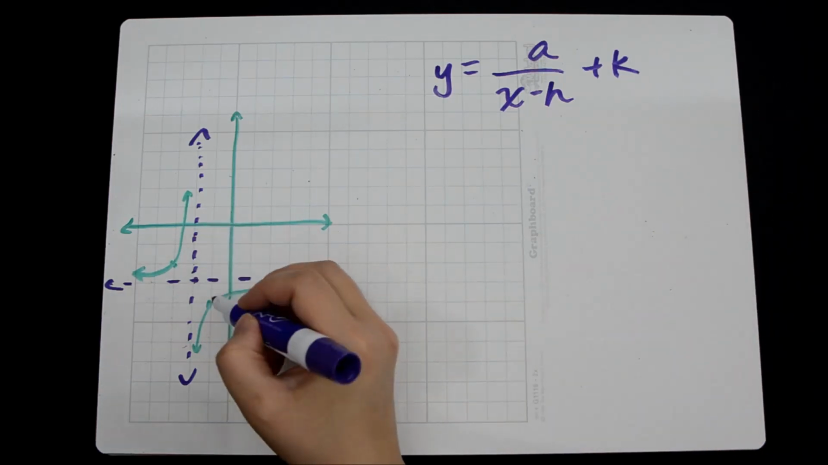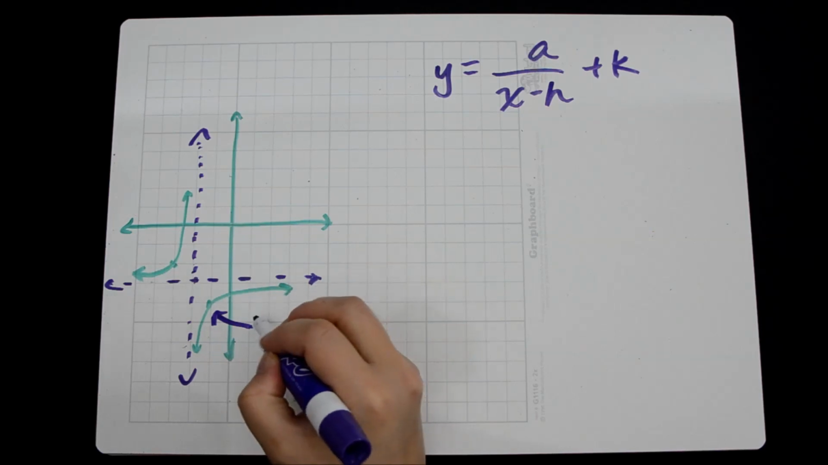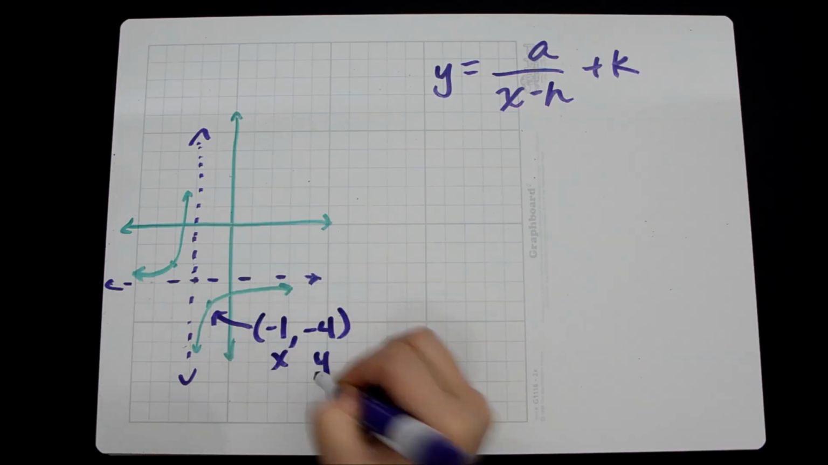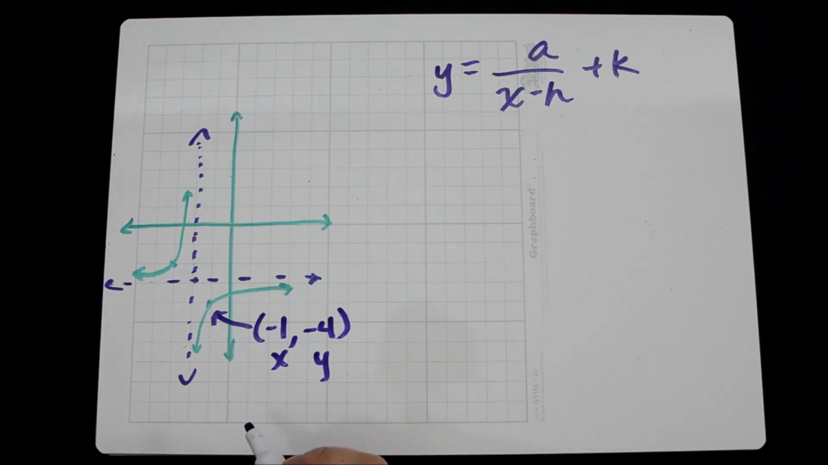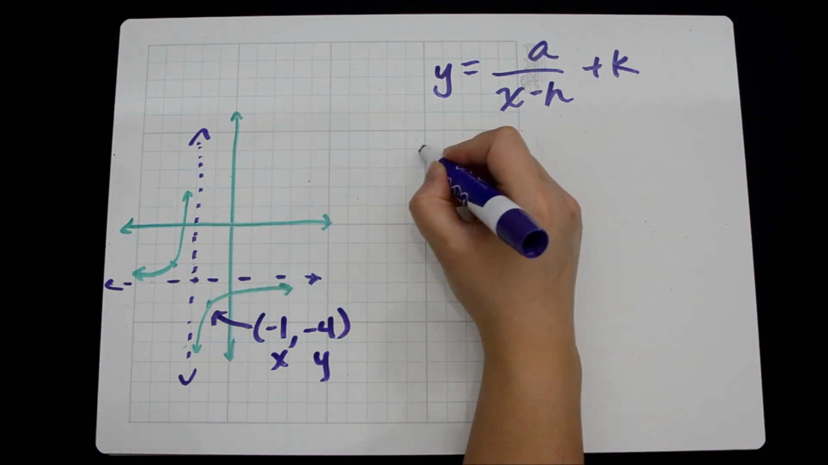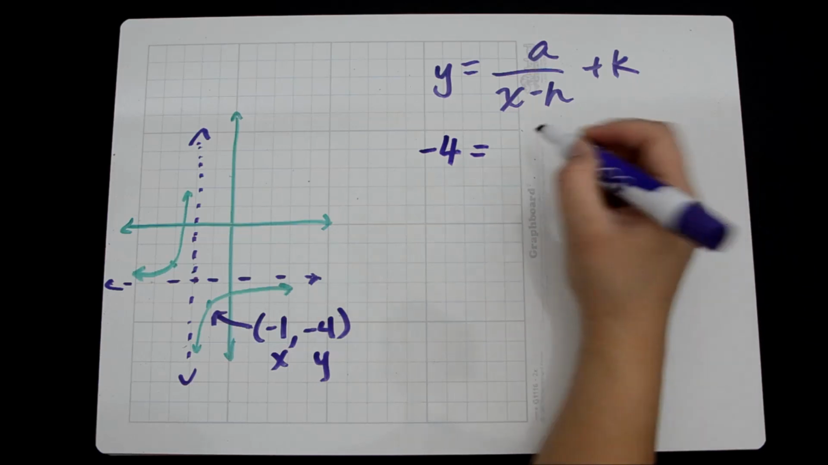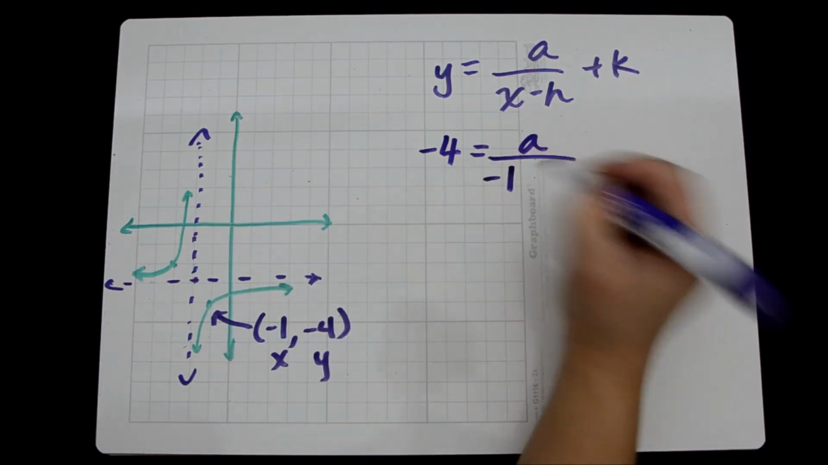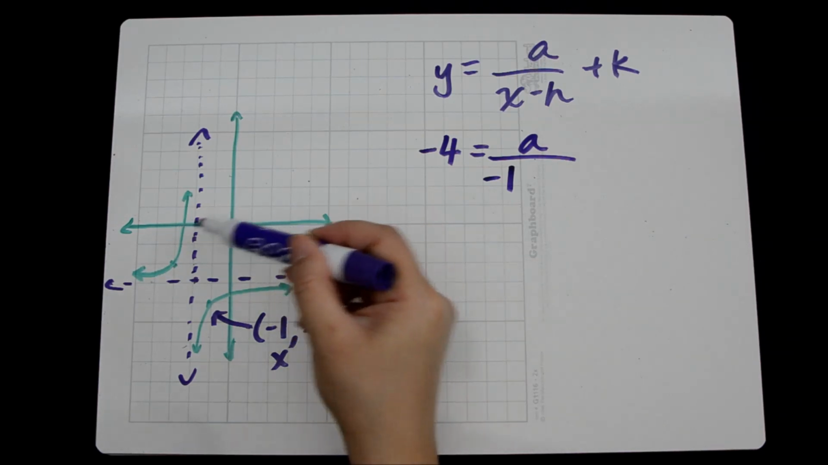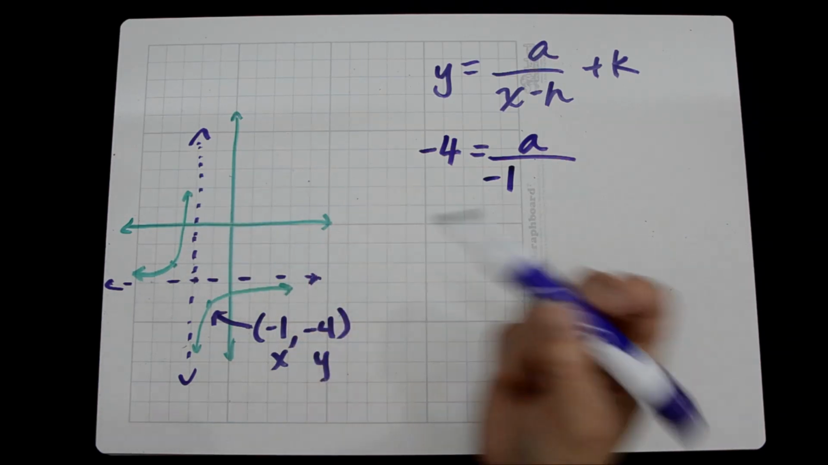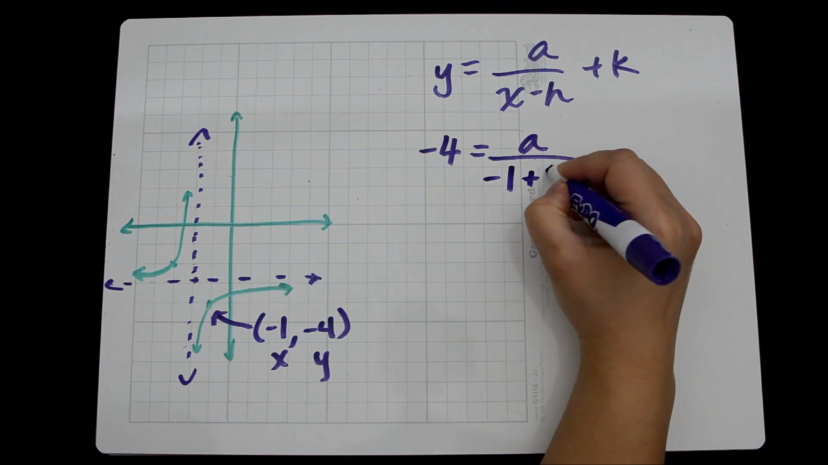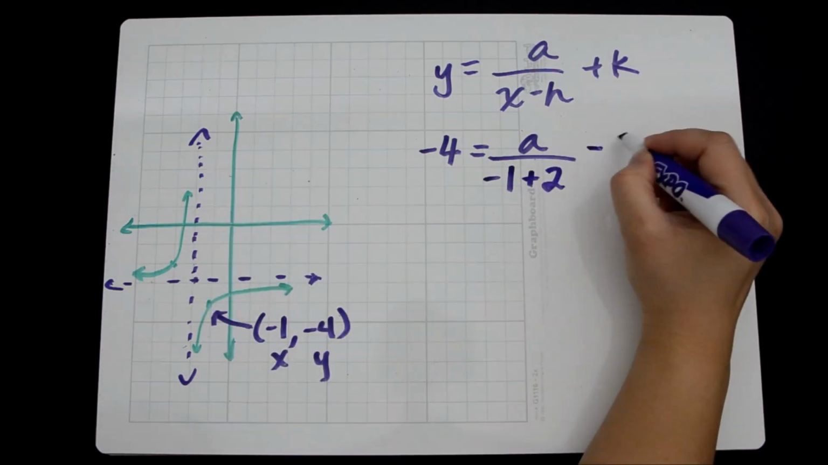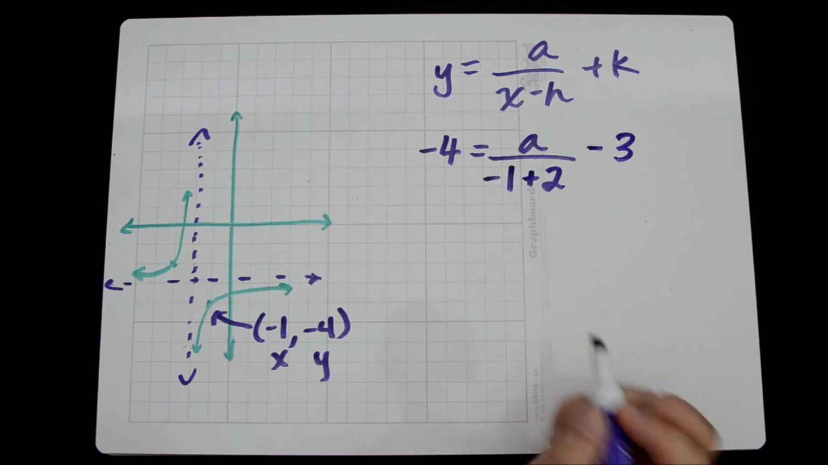We could use this point right here. That's the point -1, -4, and that's just our temporary x and our y value. So when we substitute this information into our transformation function, we're going to get -4 equals, we don't know what a is, over our temporary x is -1. Since our graph moved to the left 2, it's actually going to be plus 2 because that's minus and negative. And then our k value, we went down 3, so our k value is -3.